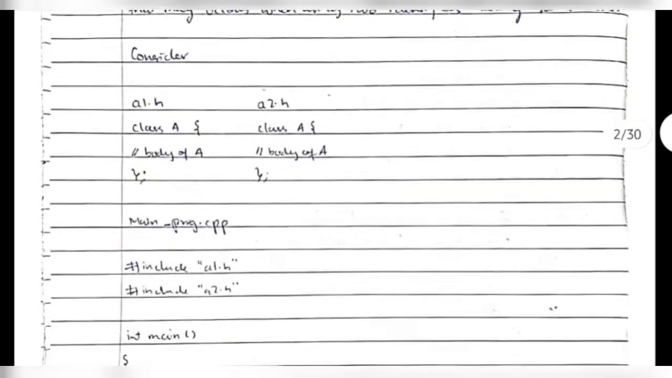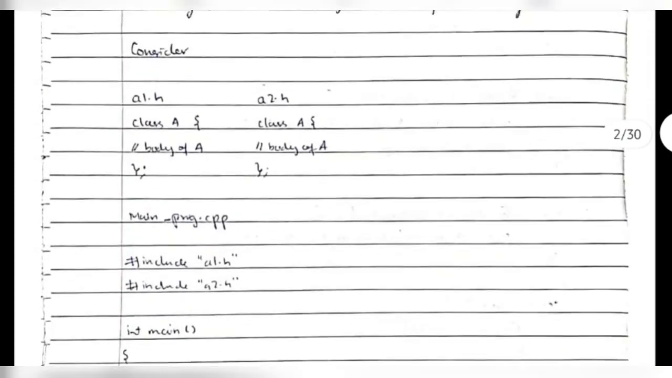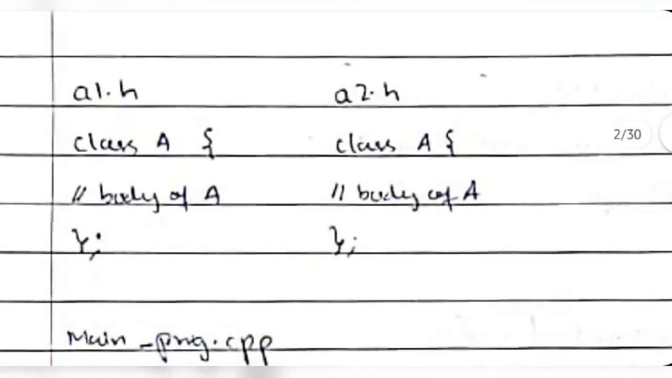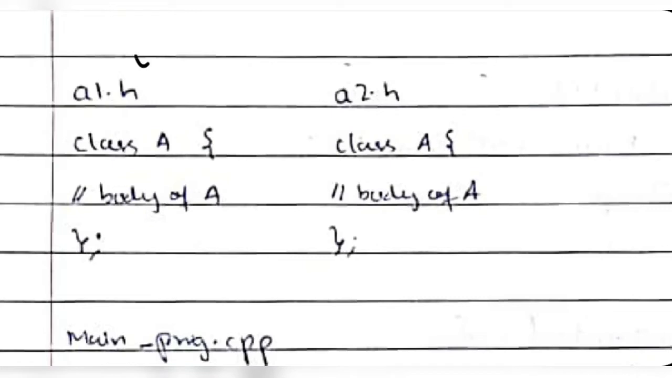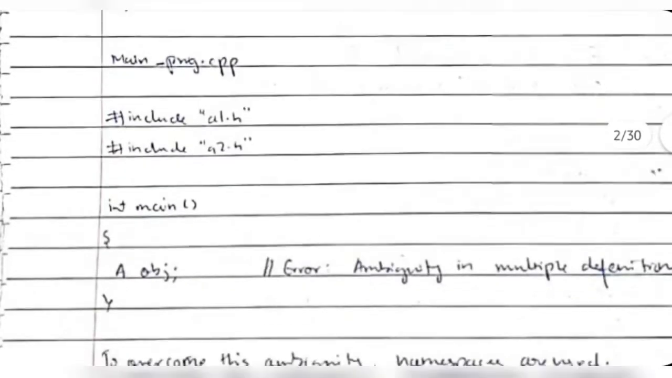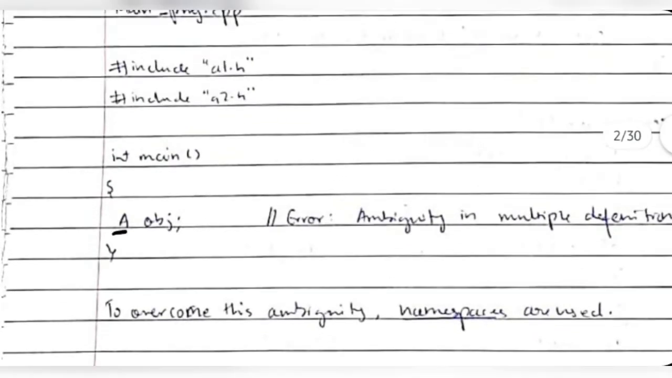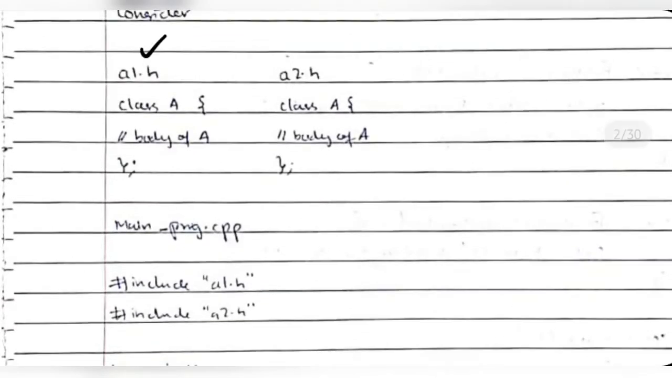See here, suppose that I include a program here. This is the main program and I have included two files, a1.h and a2.h. What do these two files have? This file has class A defined in it, and in a2 also class A is defined. So if I include both of these files, the body can be different here but the name of the class is same. So if I include both of these files in my program, at that time if I create an object of class A, the ambiguity arises of which class I am including, of file a1.h or a2.h.